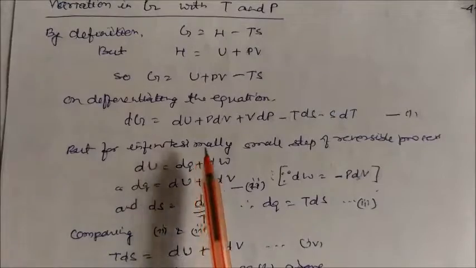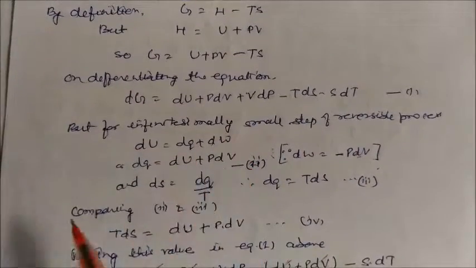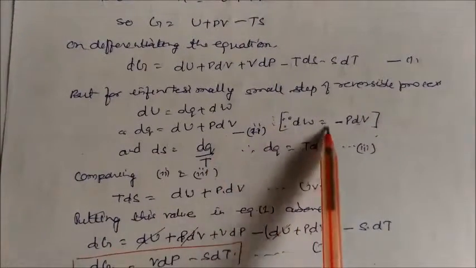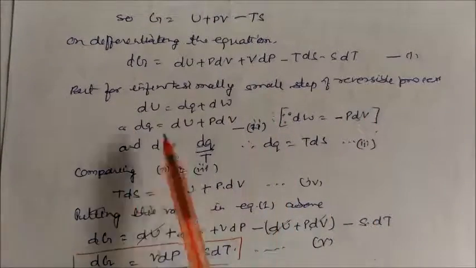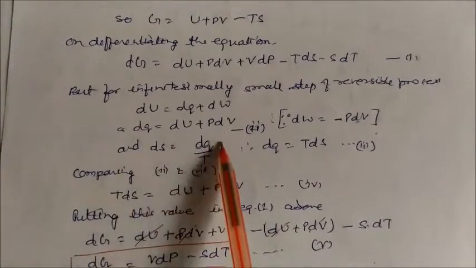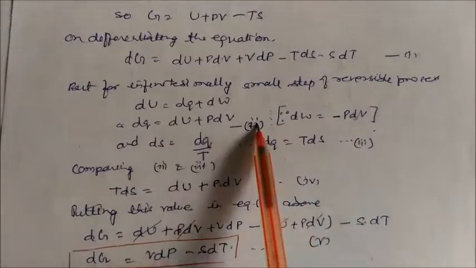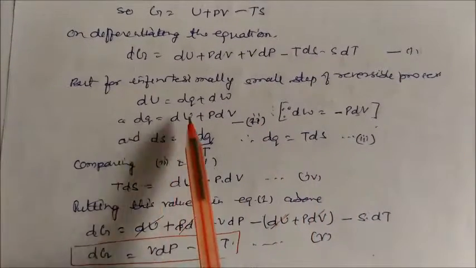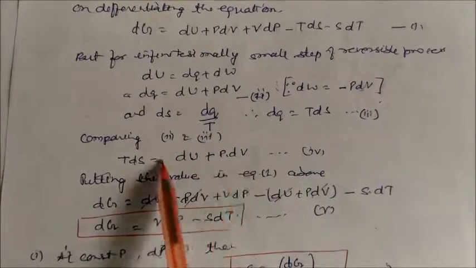If you take a very small change in a reversible process, dU is equal to dQ plus dW, where dQ can be written as dU plus P dV, and dW is minus P dV. We can substitute this value in this equation. dS is equal to dQ by T, so we can write dQ is equal to T dS. So this is one equation, this is another equation. By comparing the second and third, dQ is dU plus P dV, and dQ is also T dS, so T dS is equal to dU plus P dV. This is equation 4.